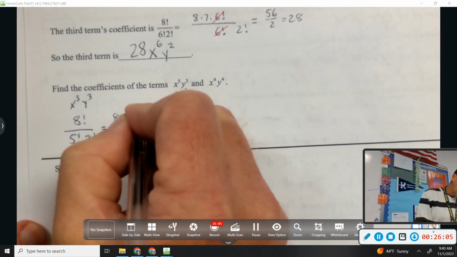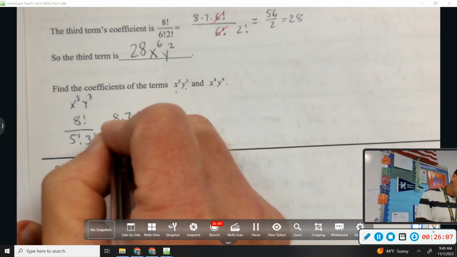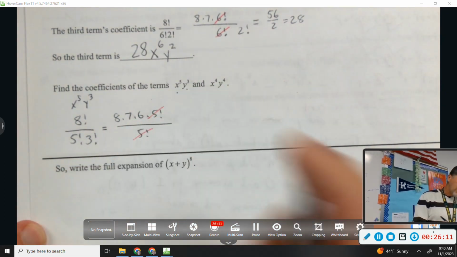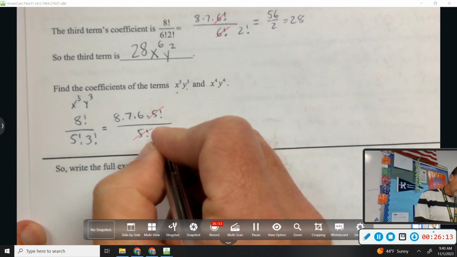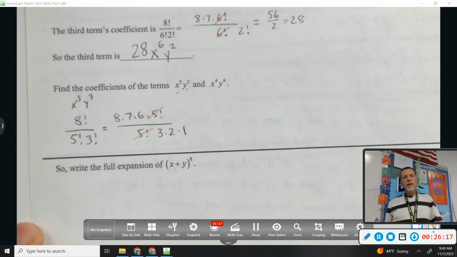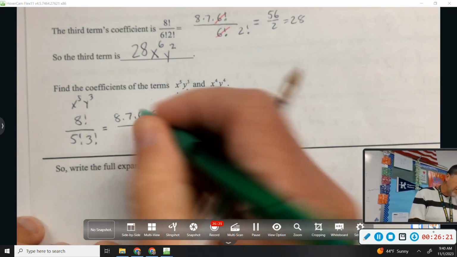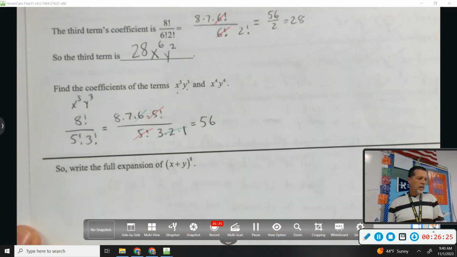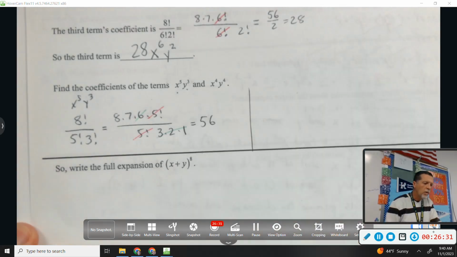8 times 7 times 6 times 5 factorial. So there goes the 5s, or 5 and down. And then 3 factorial is 3 times 2 times 1, which is the same as 6. So yeah, I can cross out 3, 2, 1, and 6, and I get 56. So that's the coefficient of x to the 5th y cubed.